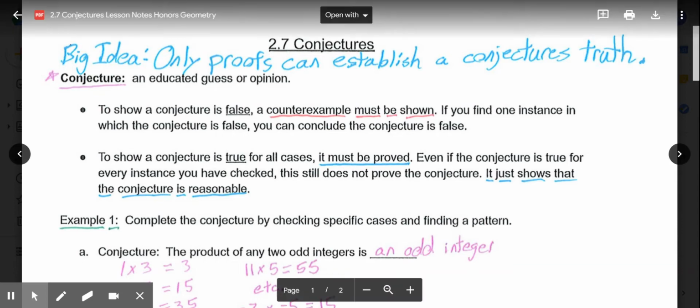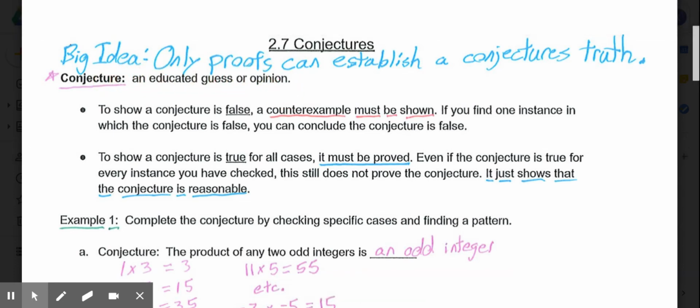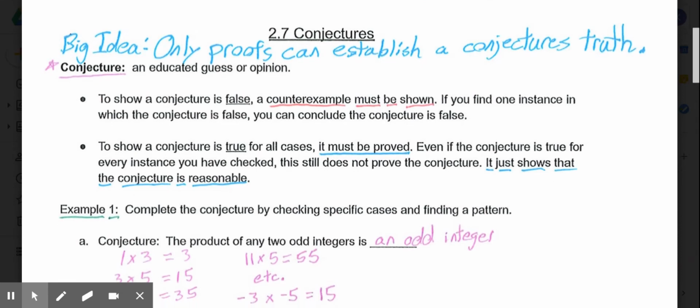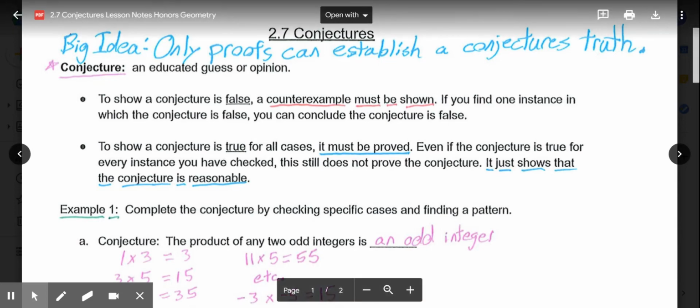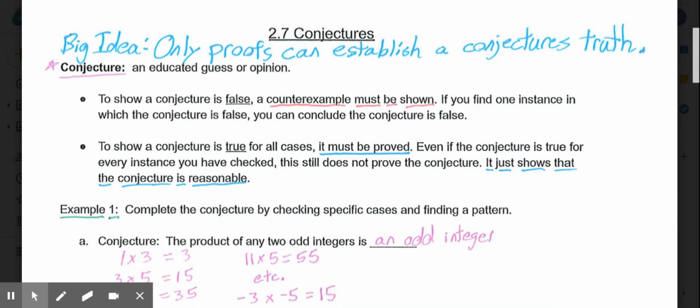So again, a conjecture, we simply can define as an educated guess or opinion. So to show a conjecture is false, a single counterexample must be shown. So simply put, if you find one instance in which the conjecture is false, you can conclude that whole conjecture is false. On the flip side, to show that a conjecture is true for all cases, it must be proved. And again, we'll get into the idea of proofs in the near future.